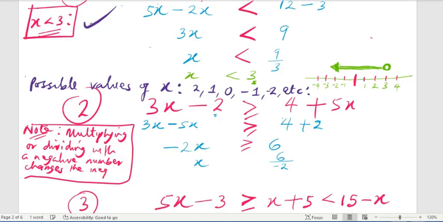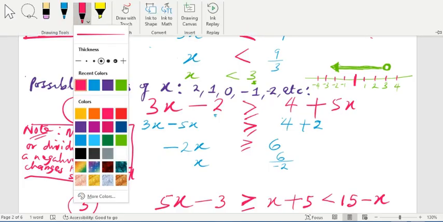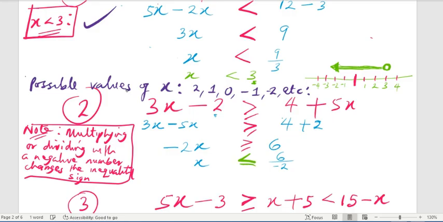Please read what I wrote. I'm writing this in this small block: multiplying with a negative number changes the inequality sign. Once it is negative, whether you are dividing or multiplying, it will change the inequality sign. This is very, very important. So this inequality sign will no longer be greater than or equal to. It will now be less than or equal to. But if it was a positive, it doesn't change it. Please take note of this.